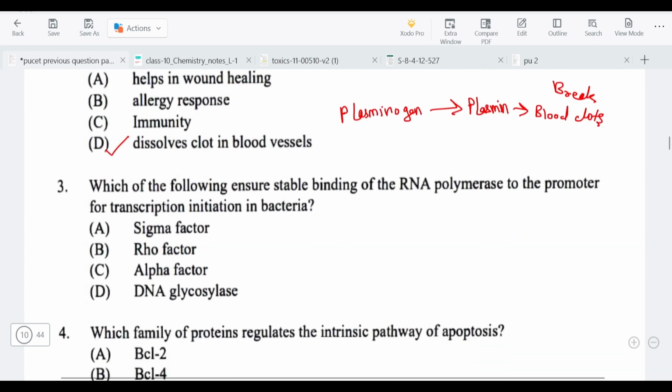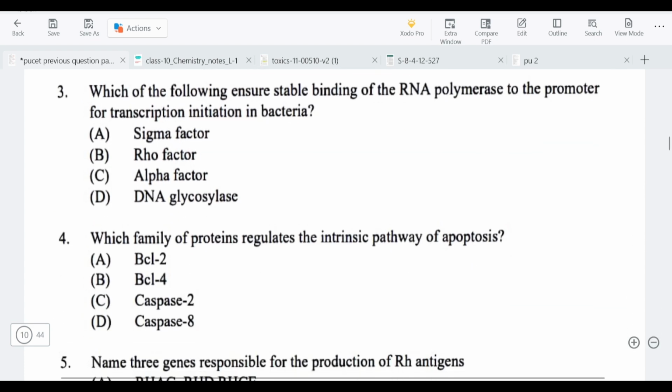Next question: which of the following ensures stable binding of RNA polymerase to the promoter for transcription initiation in bacteria? In bacteria, meaning we are talking about prokaryotes. So in prokaryotes or bacteria, sigma factor is there and it helps RNA polymerase bind to the promoter region to initiate transcription. And what is transcription? Synthesis of mRNA.